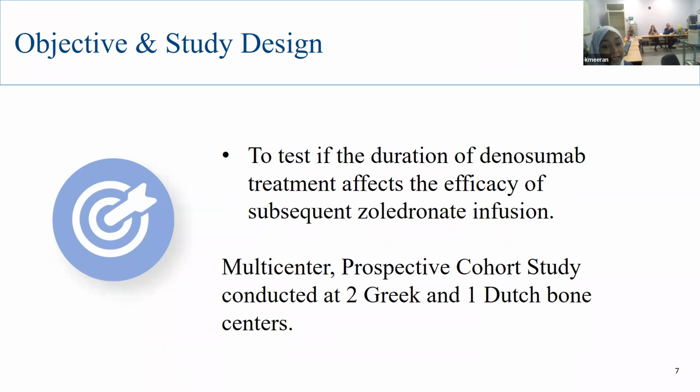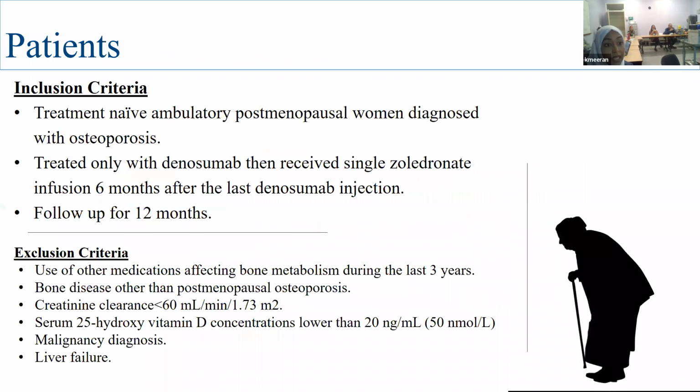It was a multi-center prospective cohort study conducted at two Greek and one Dutch bone centers. They included treatment-naive, ambulatory postmenopausal women diagnosed with osteoporosis, treated only with denosumab, who then received a single zoledronate infusion 6 months after the last denosumab injection. They agreed and gave consent for follow-up for 12 months, the duration of the study.